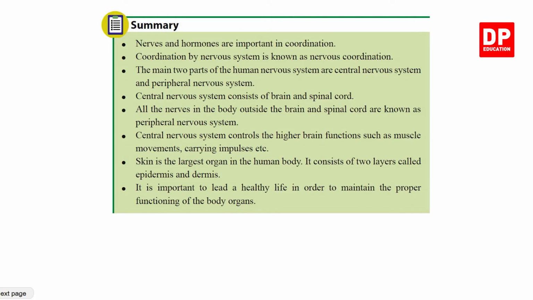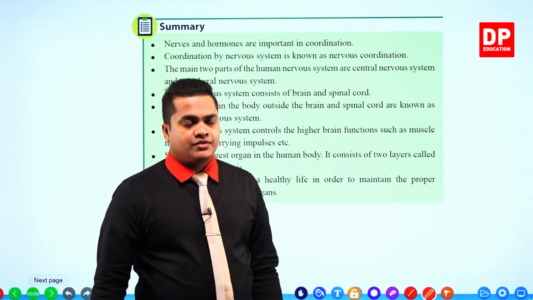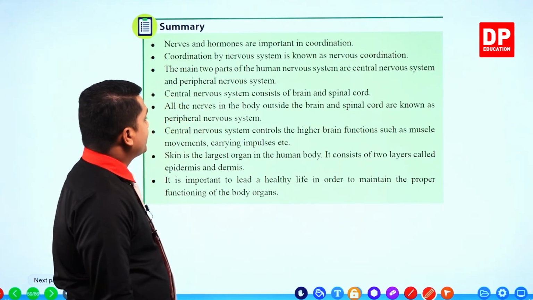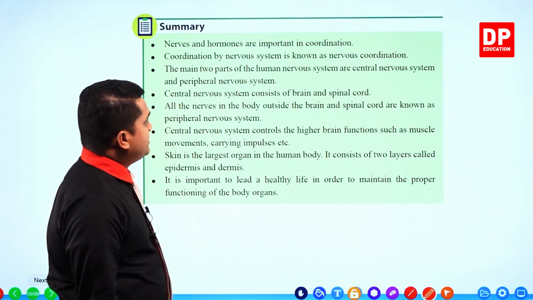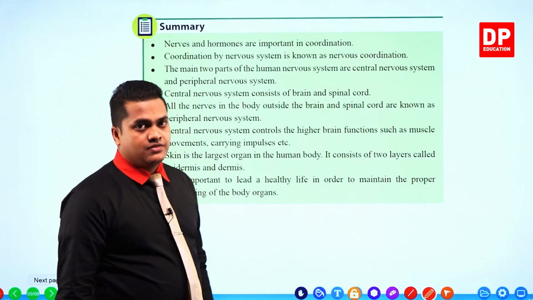So there are two methods of coordination, two methods of communication between different organs. One method is by using the nerves and the second method is by using the hormones. These two are named endocrine coordination and nerves coordination. Coordination by the nervous system is known as nerves coordination.